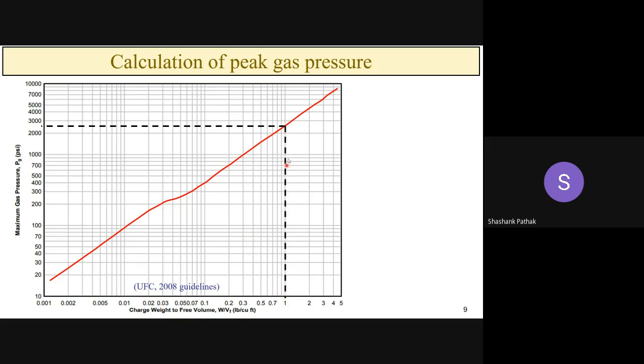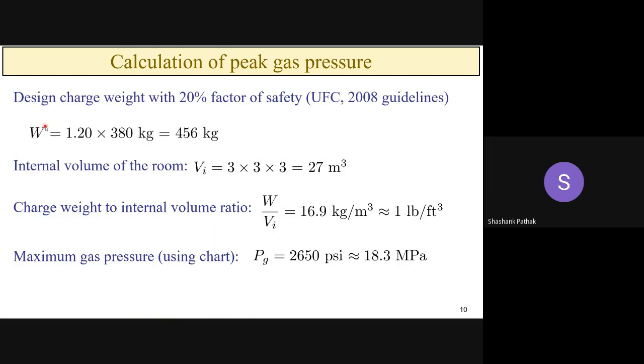So we go on this chart and we read this value, this one. This will be somewhere around 2500 or 2600, something like that, on the log scale. So that's how we get our peak gas pressure, which is in PSI, pound per square inch. So we have to again convert that to the SI system. So we get our peak gas pressure as 2650 PSI, and that can be converted to megapascals, which comes out to be 18.3. So that's how we can calculate our peak gas pressure.